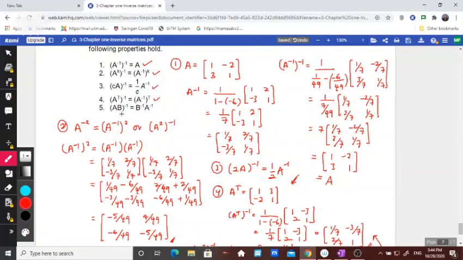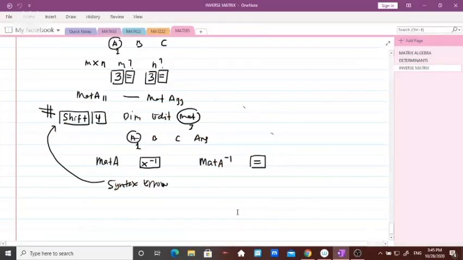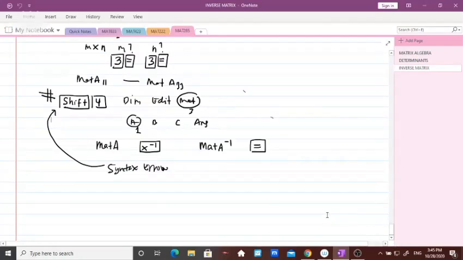Okay, the last is matrix multiplication. (AB) inverse is equal to B inverse times A inverse. So we have to be careful. If we want to open the bracket of the inverse, we must make sure that the first matrix is B inverse and then followed by A inverse. Okay, so I want to show you an example.